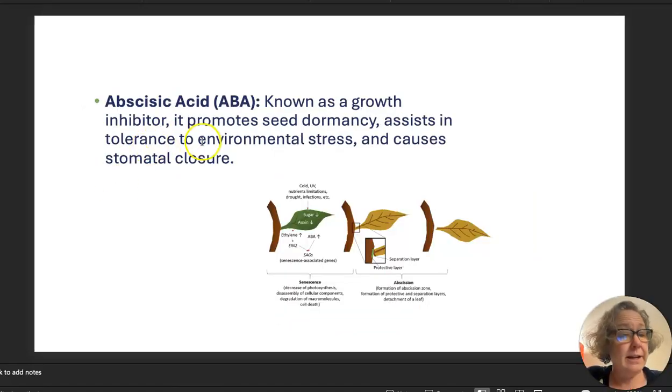Okay, next, abscisic acid. This is a growth inhibitor. It promotes dormancy and assists in tolerance to environmental stress, and it's the main way in which we close the stomata. It also is what will actually abscise or remove the leaves, right?